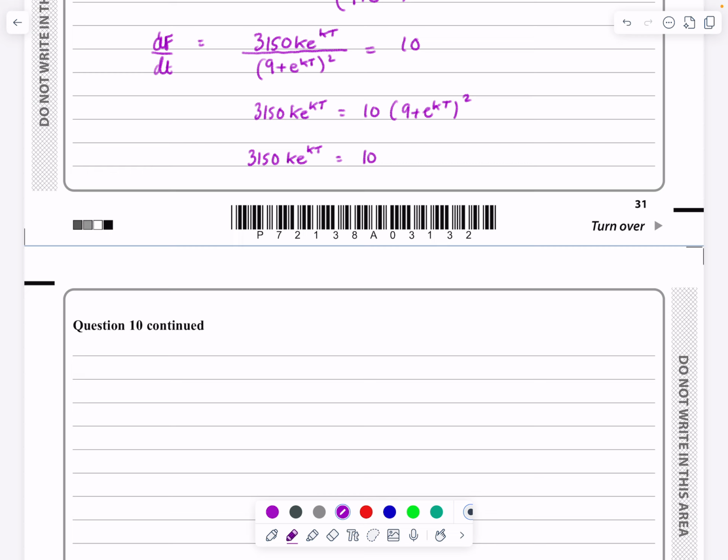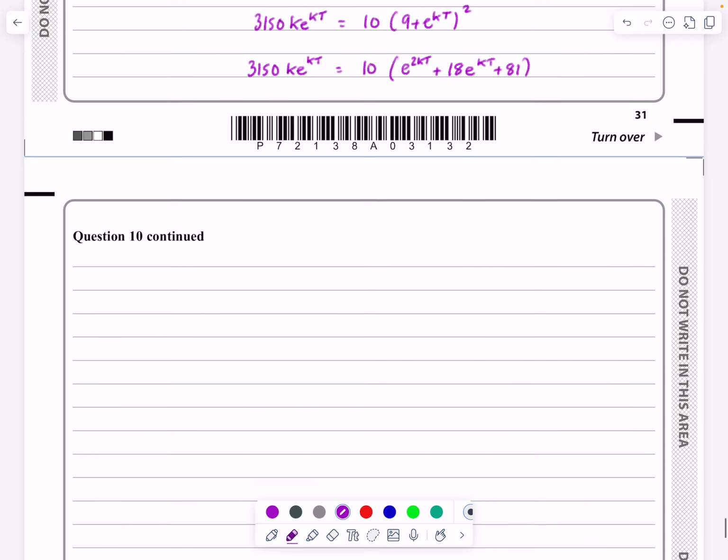I'm going to do it quite quickly. e^kt times e^kt is e^2kt, plus 18e^kt, plus 81 here. It's a good skill to be able to do (a+b)² as a² + 2ab + b². That's all I'm doing, but you take your time over it.